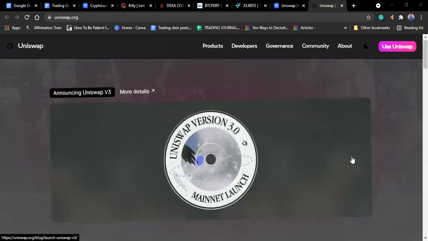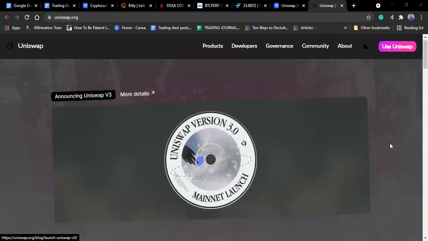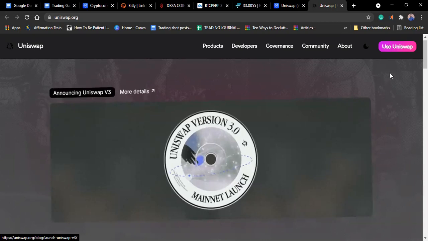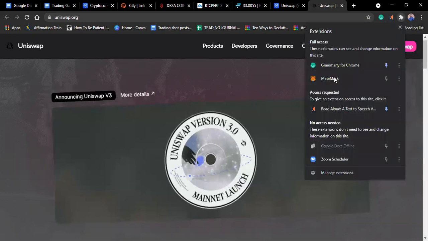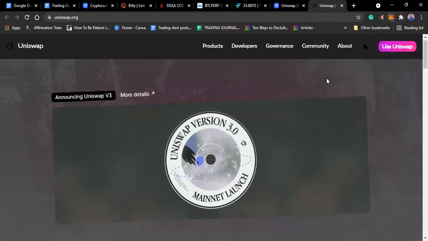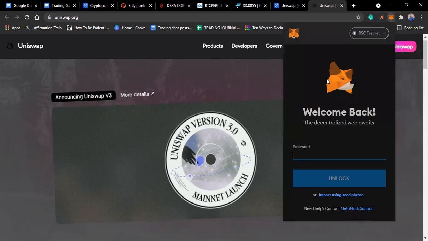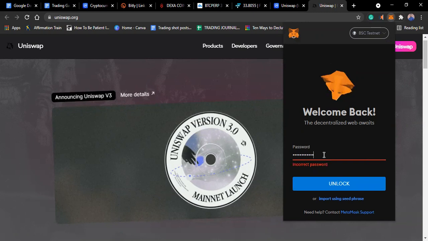You need to have Trust Wallet on your phone, but I hardly use phones for those things. I find the laptop more convenient. So I use MetaMask. MetaMask is a Google Chrome extension. I already have the MetaMask extension attached. So this is my MetaMask. I can enter my password and unlock my wallet. Oh, that's incorrect.